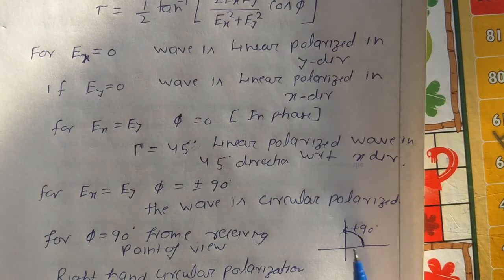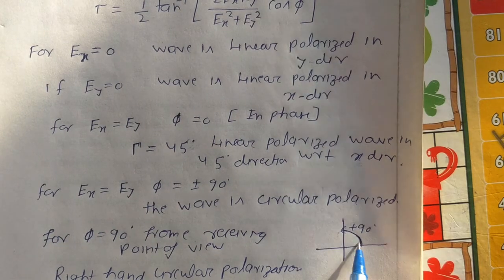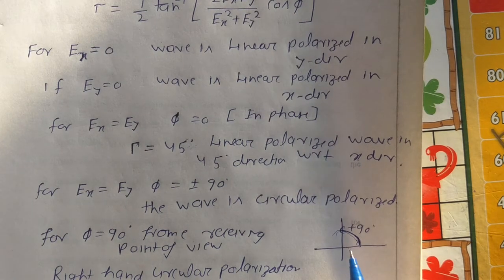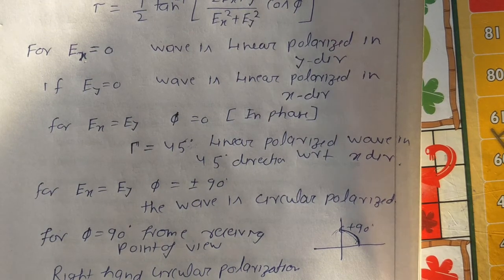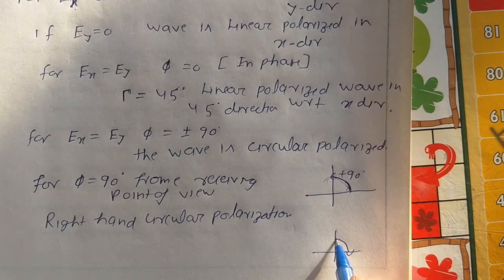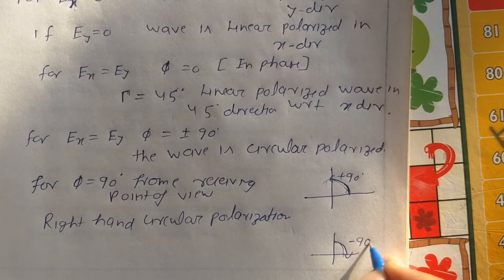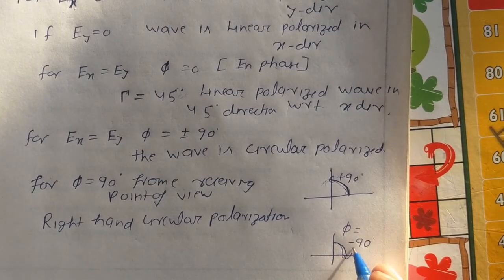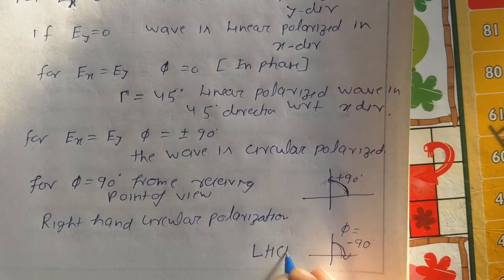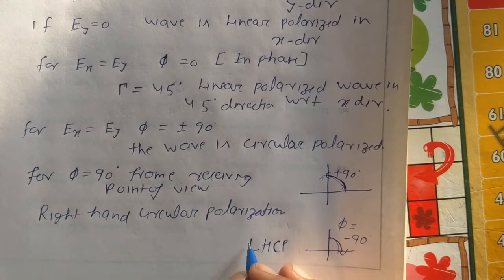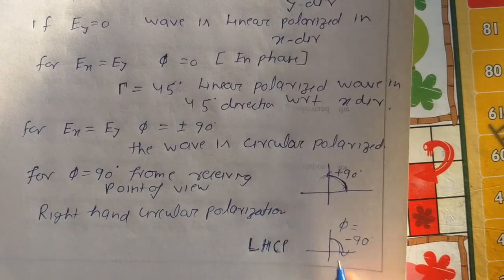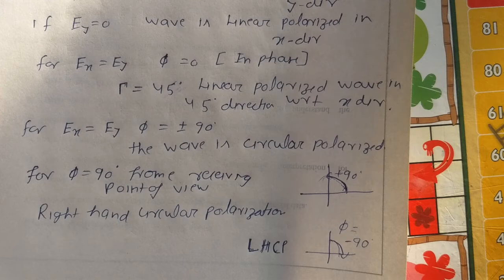Suppose we are standing here in front of this and the wave is rotating in anti-clockwise direction, then this wave is known as right hand circular polarization. If the wave is rotating in clockwise direction, or you can say phi equal to minus 90 degrees, then the wave is left hand circular polarization, at the receiving point of view. Okay, so this is all about polarization.